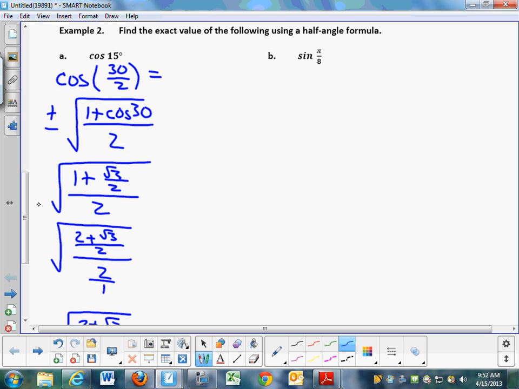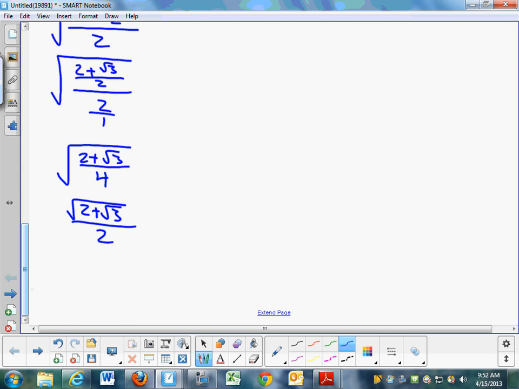All right. Find the exact value of the following using a half angle formula. So now this is different. Let's convert it to degrees. What is pi over 8 in degrees? Pi over 4 is 45 degrees, so pi over 8 would be 45 over 2, which is 22.5. Very good.